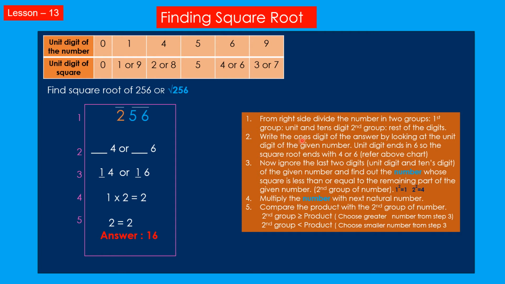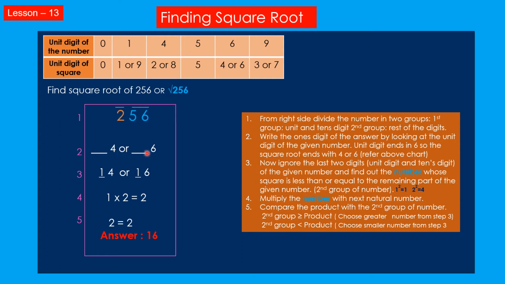Second step, write the ones digit of the answer by looking at the unit digit of the given number. Unit digit ends in 6. So the square root ends with 4 or 6. You refer to this small chart that says that if the unit digit of the number ends in 6, then the unit digit of the square root is either 4 or 6. Right? And then we put a blank at the tens place. Now we have to decide what number is going to be at the tens place for our answer.